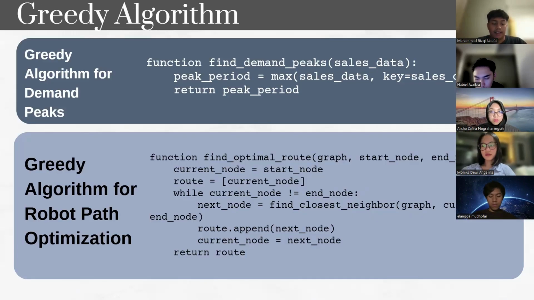And then for the greedy algorithm for robot path optimization, start at the start node and move greedily towards the closest neighbor, and then repeat the process until it reaches the end node, and return the final route taken.